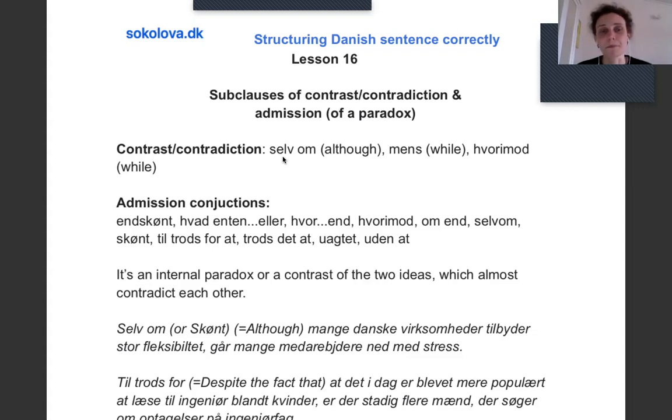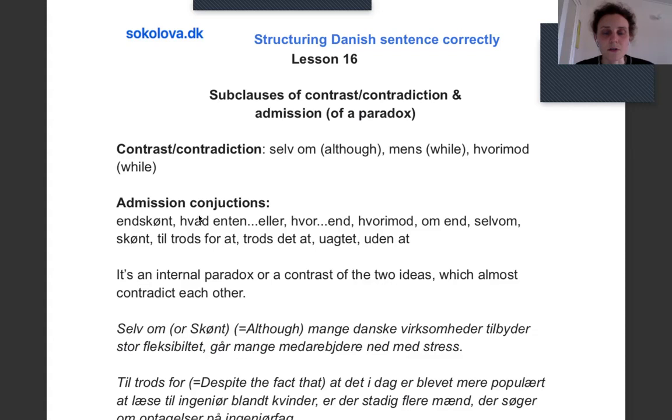But det er svært at lære dansk. Alligevel gør jeg det. And I'm still doing that. But you say, selvom det er svært at lære dansk. Right? Selvom det er... you have subject, verb, so you have a classical subclause scenario.